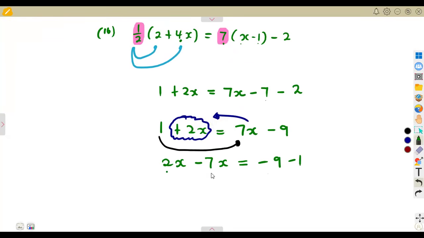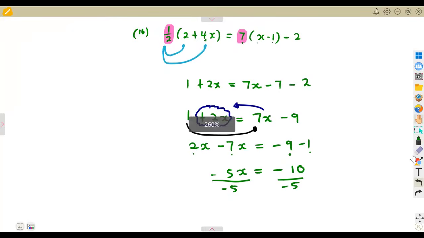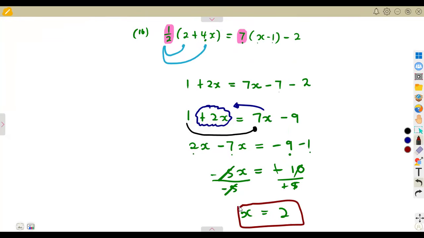So 2 minus 7, that is -5x on your calculator. -9 minus 1 is going to give you a -10. So dividing by -5 so that we obtain the exact value of x, the equivalent value of x, which is going to give us a 2. So that is the possible value of x that we are supposed to have.